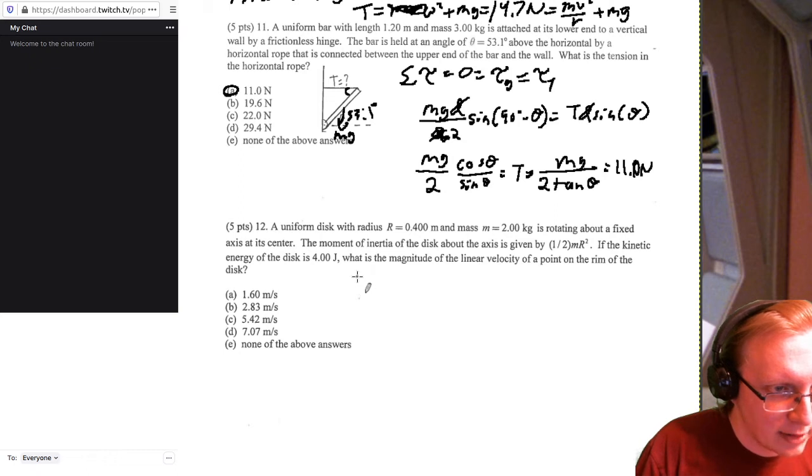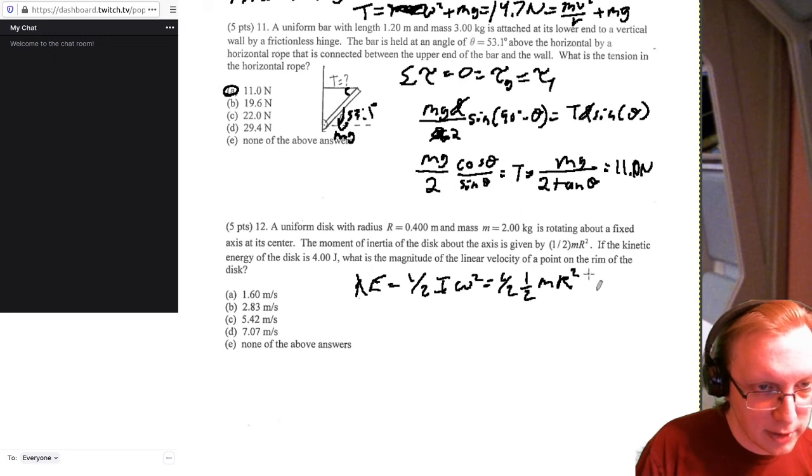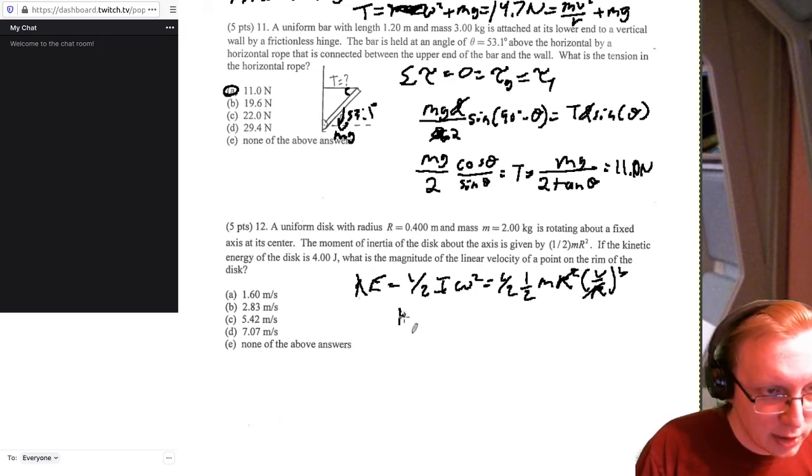Alright, so we have that kinetic energy is equal to 1/2 I omega squared is equal to 1/2 another half mr squared, and then we want to change out the omega for a velocity because we want linear velocity, so then we end up with v on r squared. R's cancel, and so we end up with our kinetic energy is equal to 1/4 mv squared.